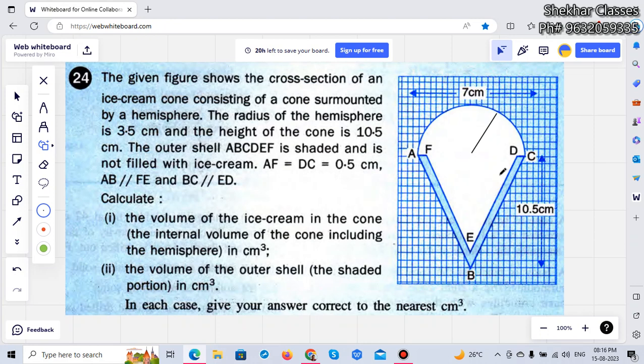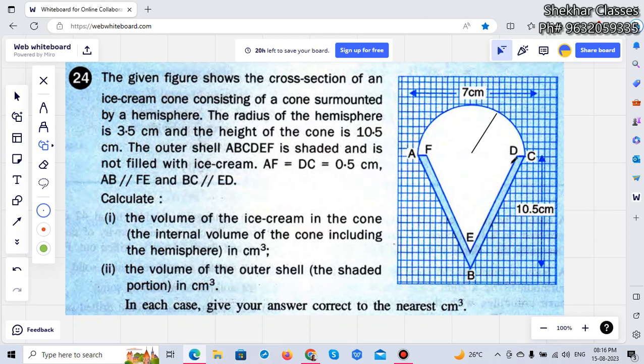And the height of the cone is 10.5, they have given you. And they have given the diameter 7, means 3.5 is the radius. And the outer shell ABCDEF, you can see A, B, C, D, E, F. This is the shell, which is made up of something like biscuit, right? And it houses the ice cream. So thickness and this shape is also given.